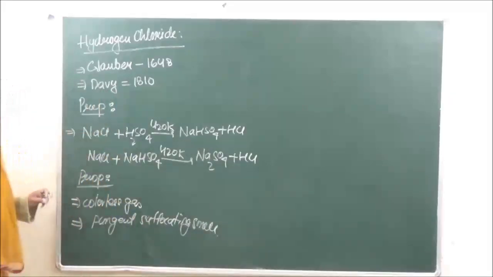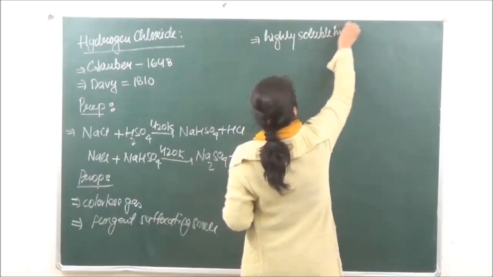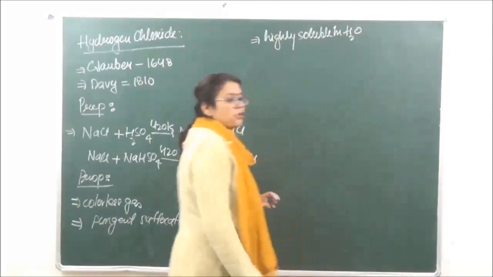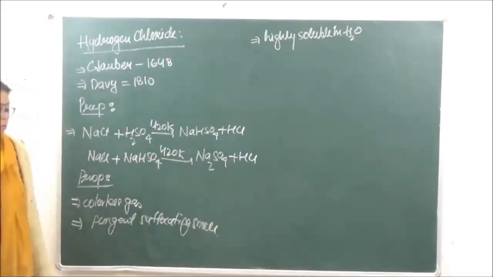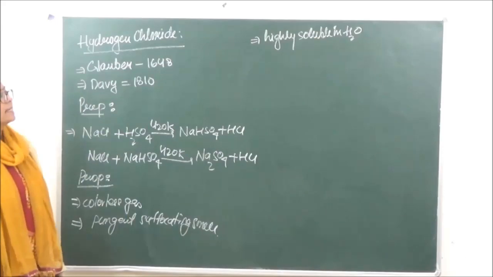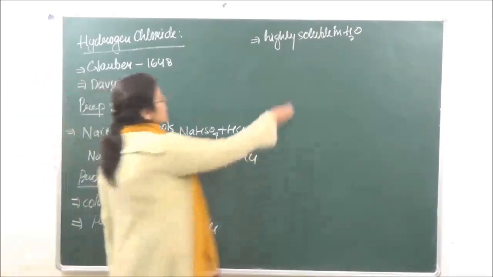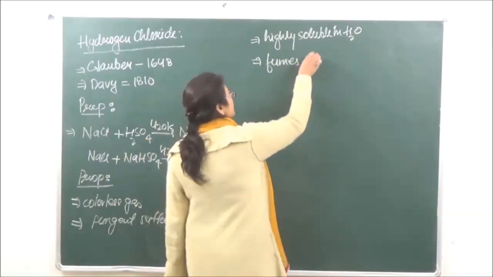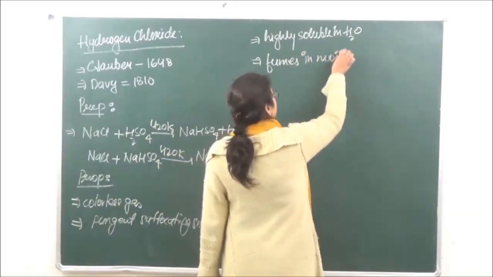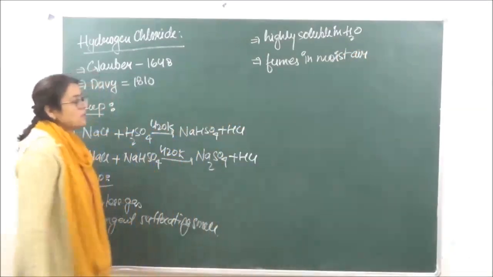ठीक है? Then number 3, it is highly soluble in water. और इसका जो water में mixture होता है, that is known as hydrochloric acid. The gas is known as hydrogen chloride, and its mixture in water is going to be known as hydrochloric acid. The gas fumes in moist air. This is a test also for HCl. It fumes in moist air. So these are the physical properties.